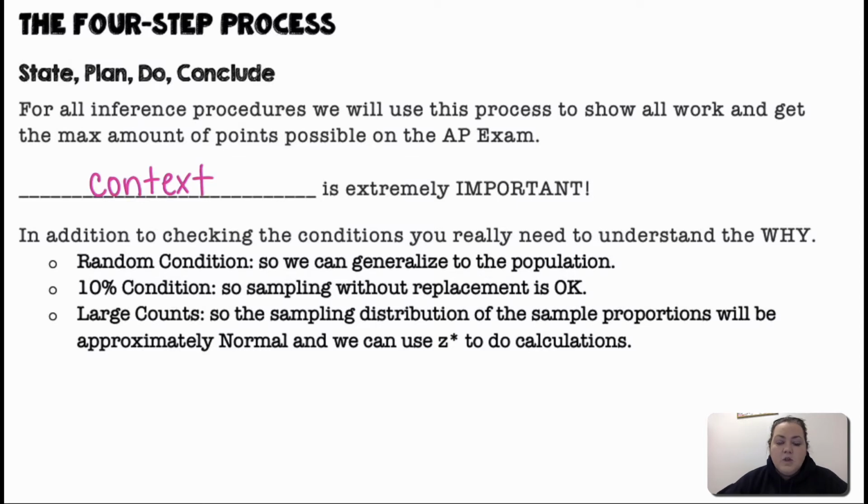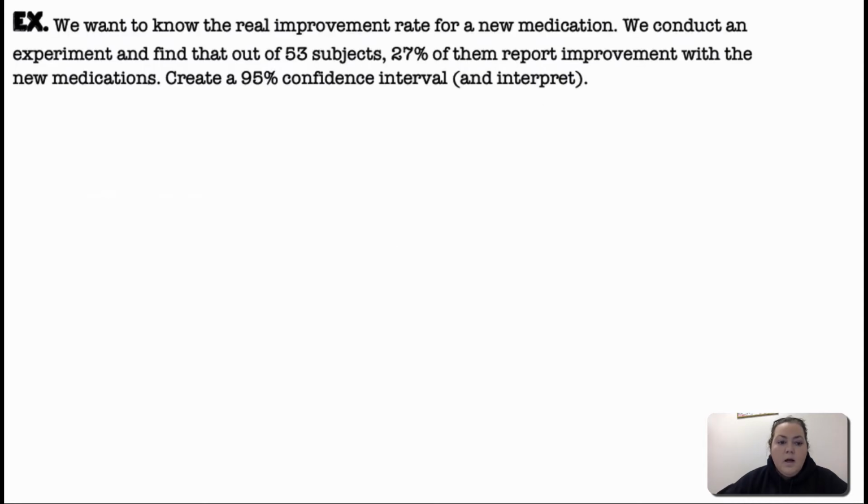Context is extremely important. In addition to checking the conditions, you really need to understand the why. So the random condition, so that we can generalize to the population. The 10% condition, so sampling without replacement is okay. And then large counts, so the sampling distribution of the sample proportions will be approximately normal, and we can use z star to calculate. All right, let's do an example.